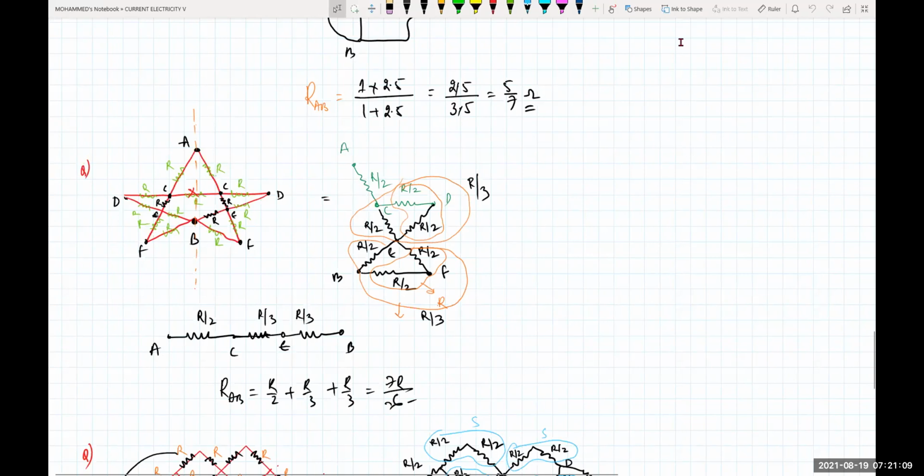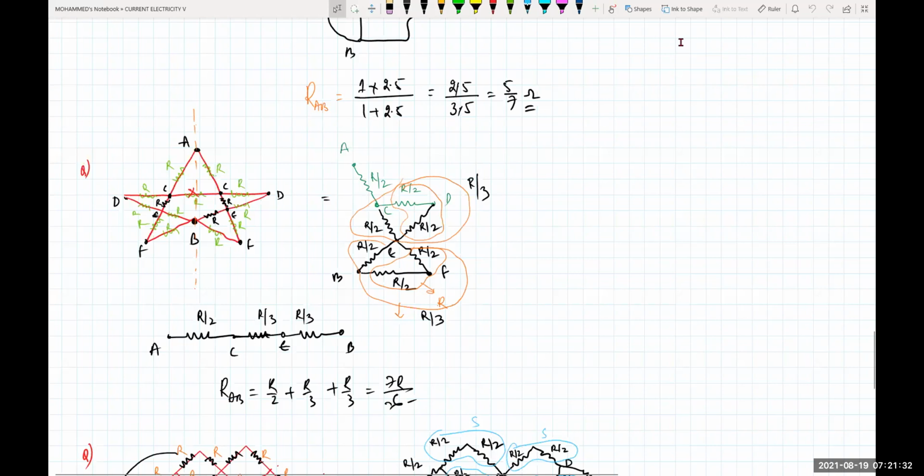So this two will be in which combination? Can anyone tell me? R and R will be in which combination? No division of current. Whatever current is going from C to D, the same current is going from D to E. So no division of current. This will be what combination? Series combination. So effective is how much? 2R.